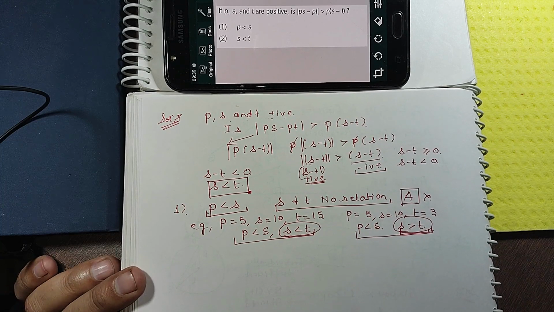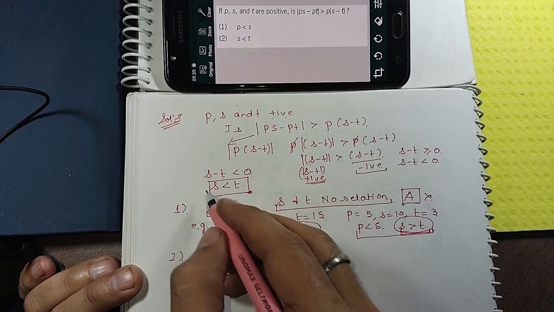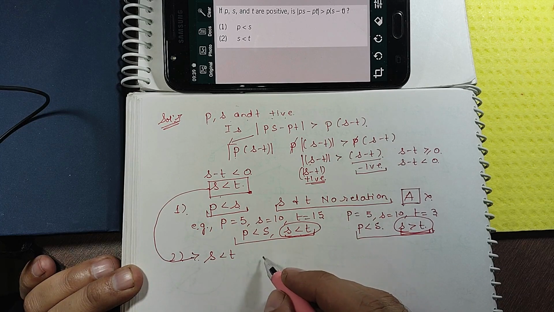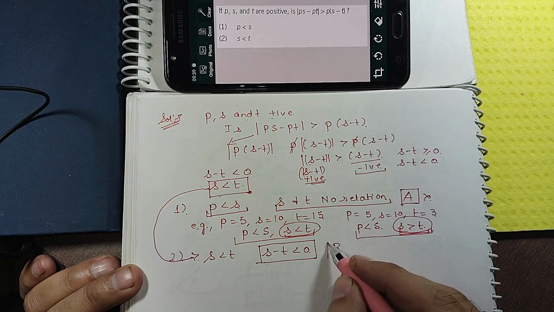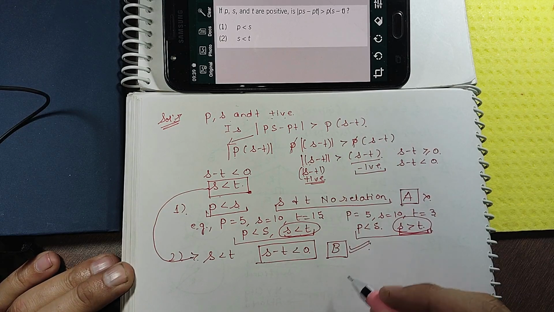Now moving to statement 2. Statement 2 says that S is less than T. So this is what we needed to find, that S is less than T. Or we can say that S minus T is less than 0. So we can say that statement B is sufficient to answer our question. So the right option for this question will be option number B.